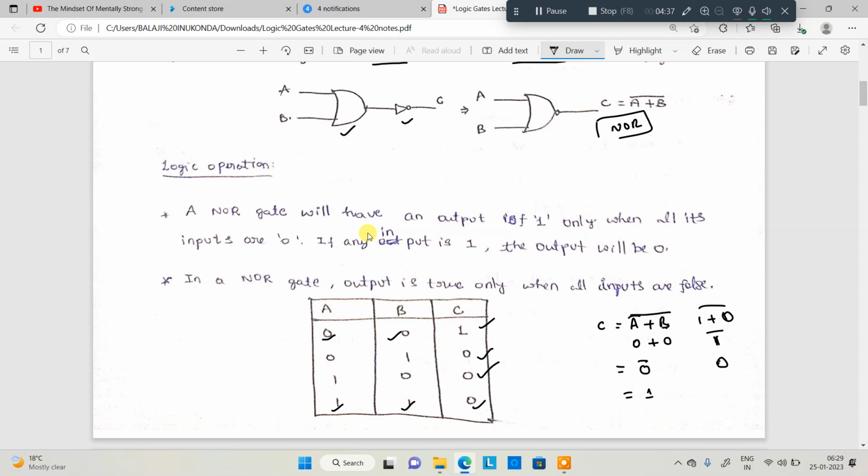So the final conclusion here: whenever both the inputs are 1, the output will be 0. Whenever any one input is 1, the output will be 0. Whenever both the inputs are 0, only then will we get the output 1. That is about the NOR gate.